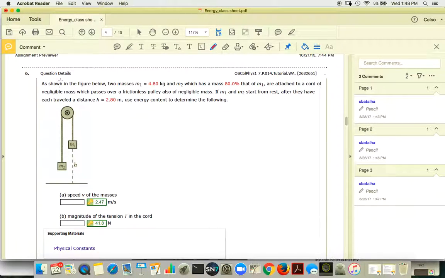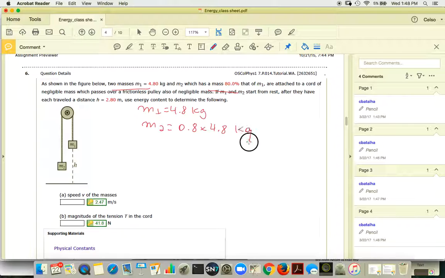How about this one? I show in the figure below two masses. M1 is 4.8 kilograms, M2 is 80% of M1, attached to a cord of negligible mass. So M2 is less than M1, which means M1 will bring the system down and M2 is going to jump up. Each travels a distance of 2.8 meters. Use energy content to determine the speed v of the masses.